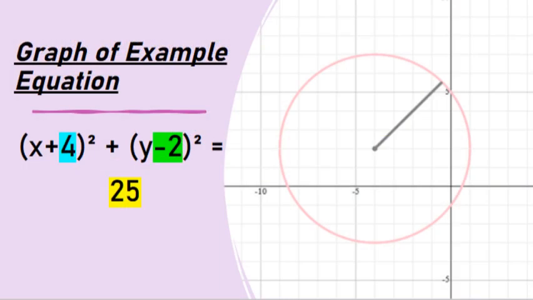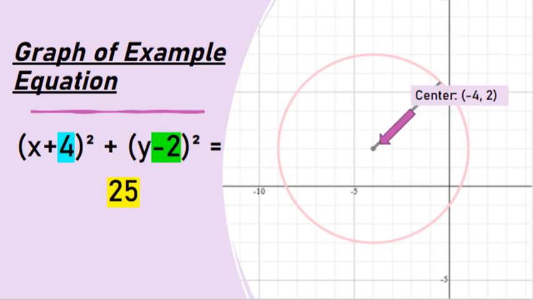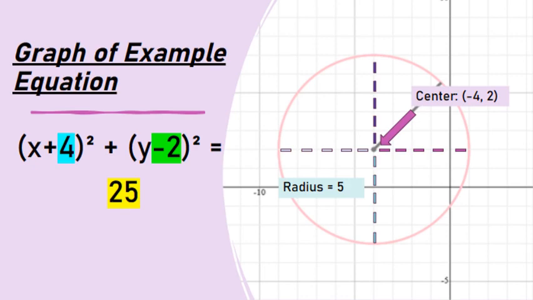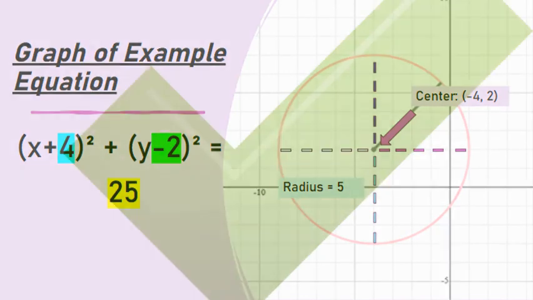Now that we've found all we need to graph the circle, let's see what it looks like on an actual graph. As you can see on the graph, the center is at negative 4, 2, and the distance from the center to the points around the circle is 5. This is how you graph using an equation. Now that we've gone over the equation of a circle and how to graph it, I hope you understand the concept.